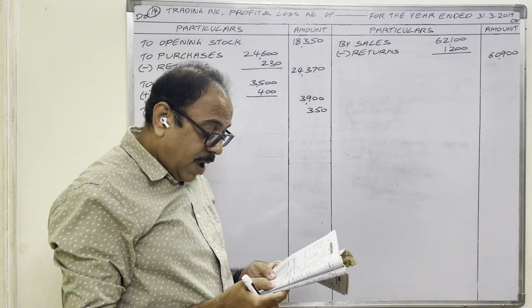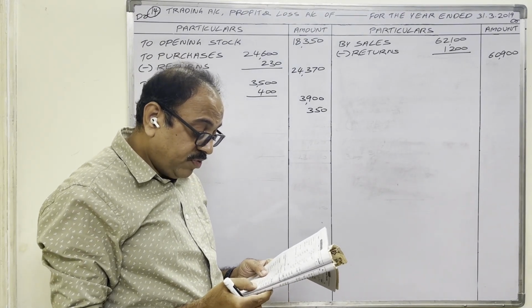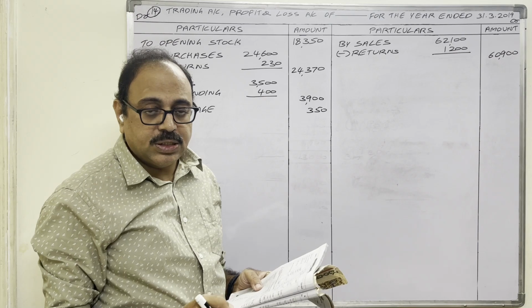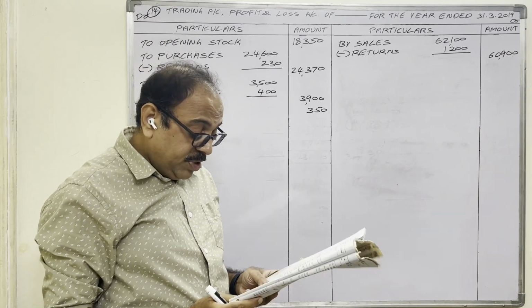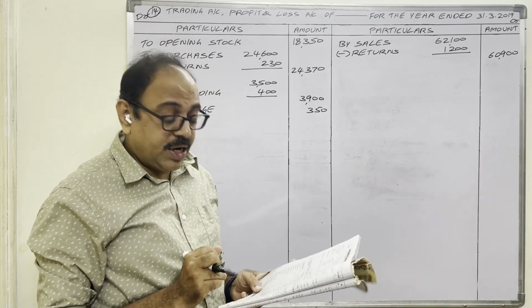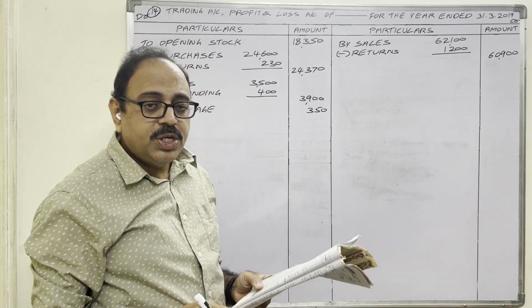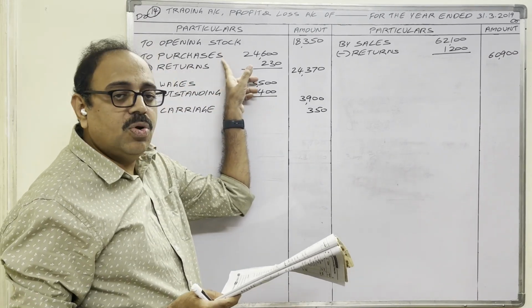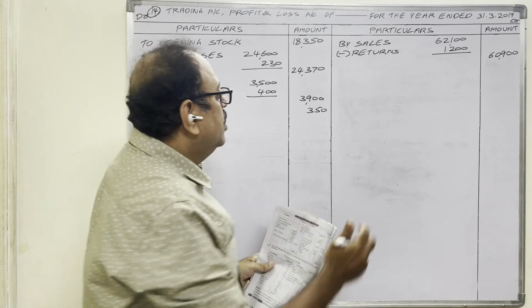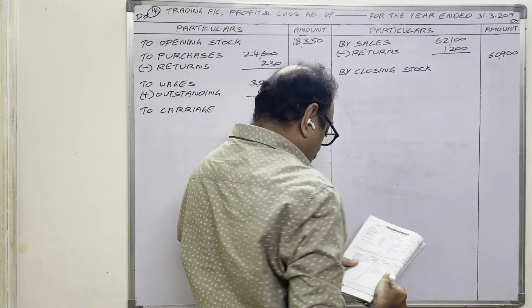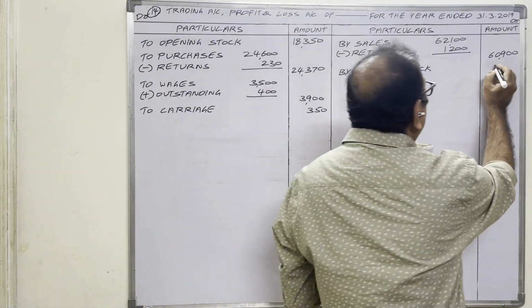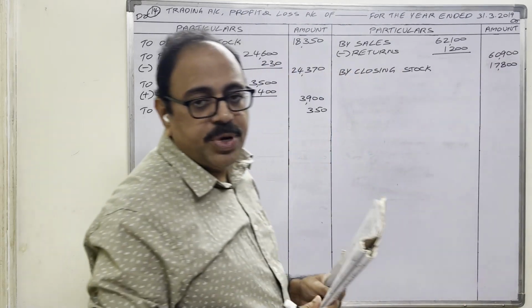Next, capital, creditors, discount, reserve for bad and doubtful debt, purchase returns. Come to the adjustments. Only one point comes, that is closing stock. Opening stock we wrote on the debit side, so closing stock we should write on the credit side. By closing stock, amount 17,800. So everything is completed.